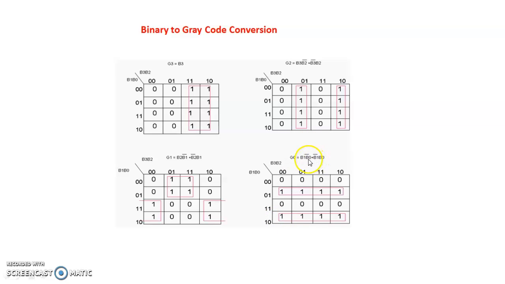B1 into B0 bar. Next, for this grouping, it is B1 bar B0. So the G0 expression here is B1 B0 bar plus B1 bar B0.